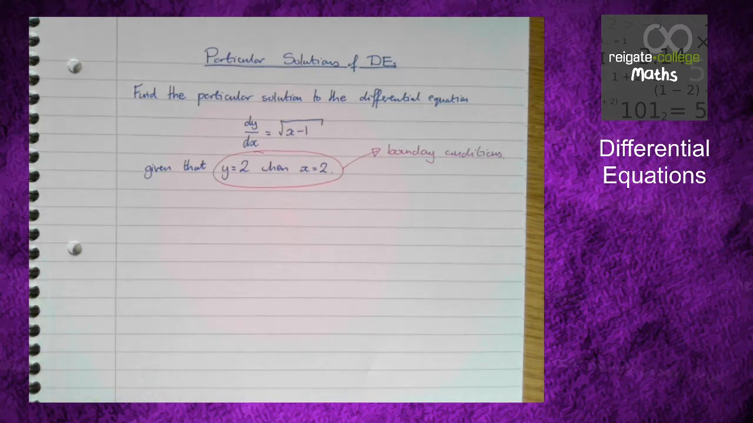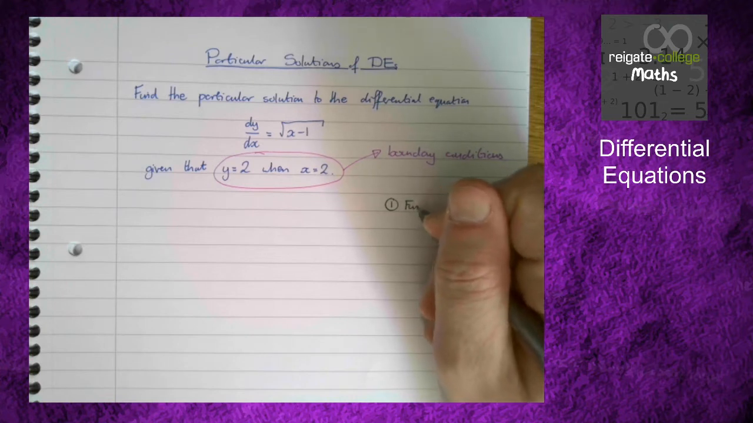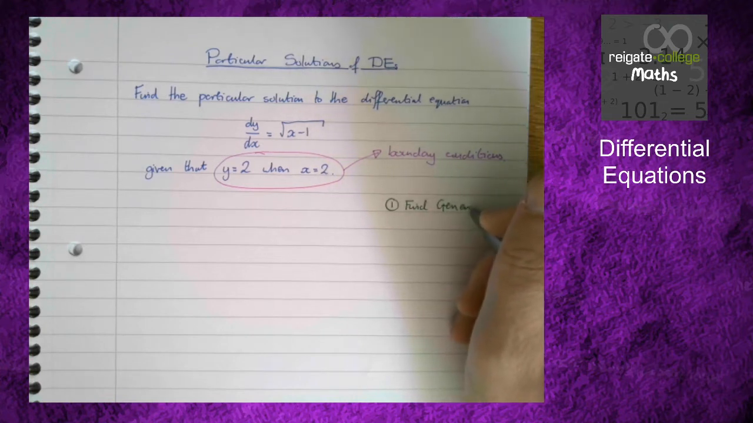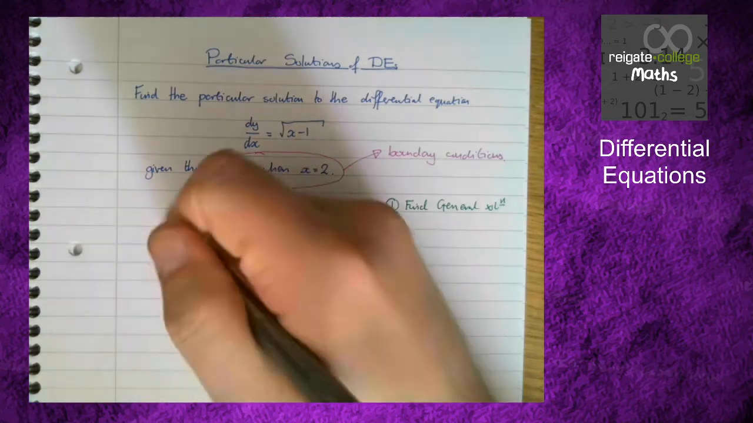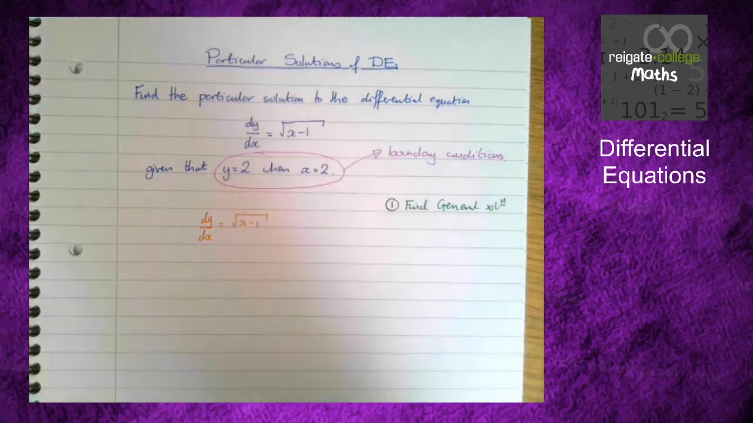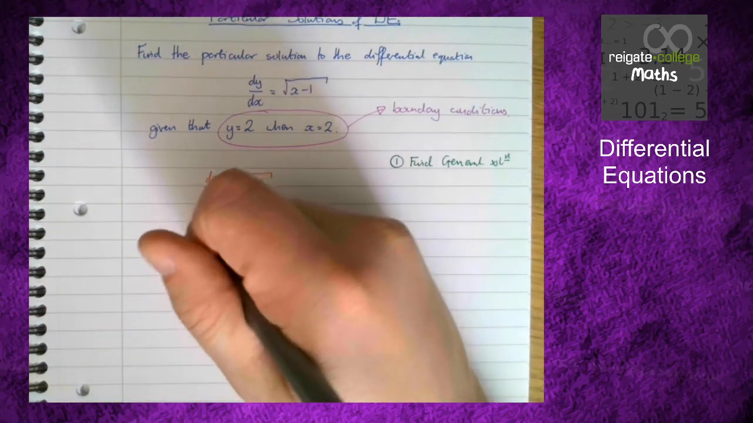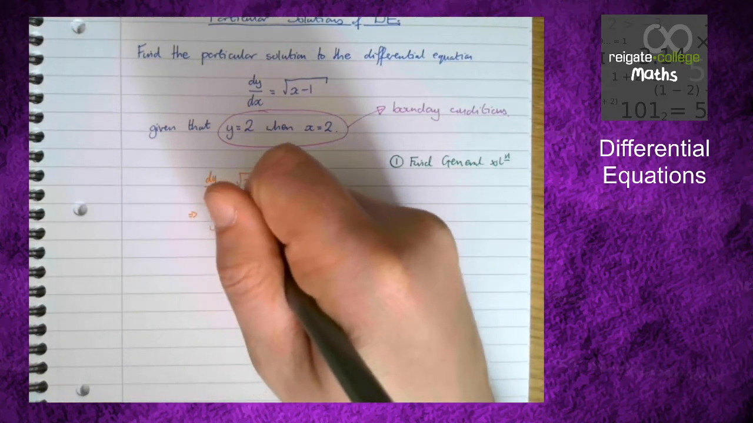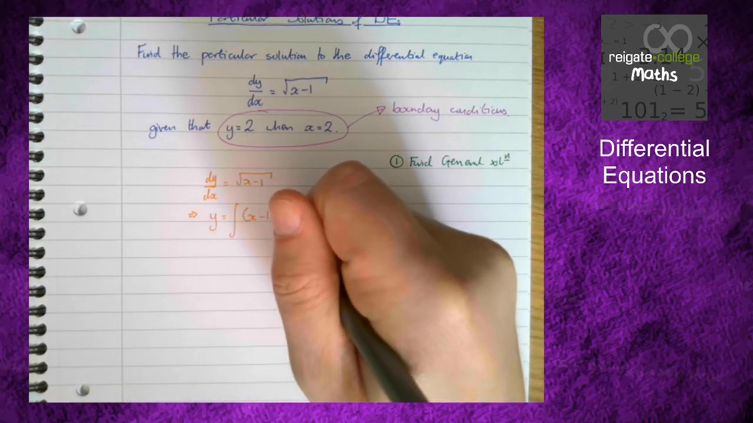So the first thing you have to do when answering particular solution DEs is find a general solution. Okay, so that is the first thing we have to do. Now with this one, we've got that dy by dx is the square root of x minus 1. So again, because it's in the form dy by dx equals a function of x, we know that y is going to be the integral of this thing. Now to make it easier for us to integrate, let's write it like that.